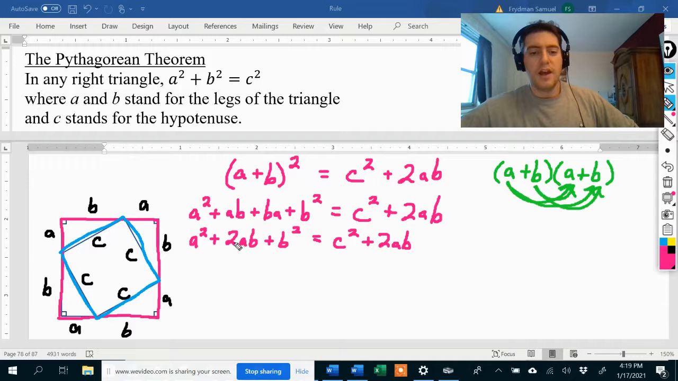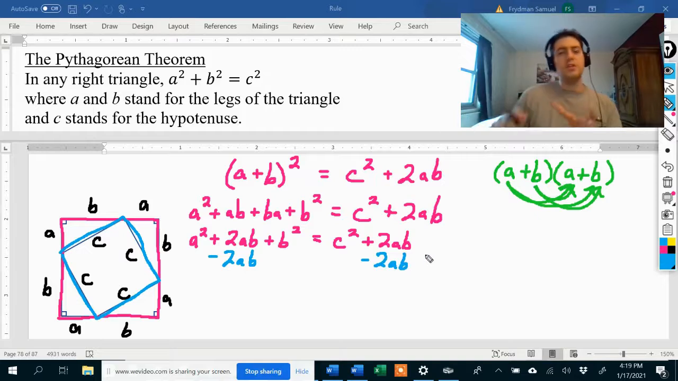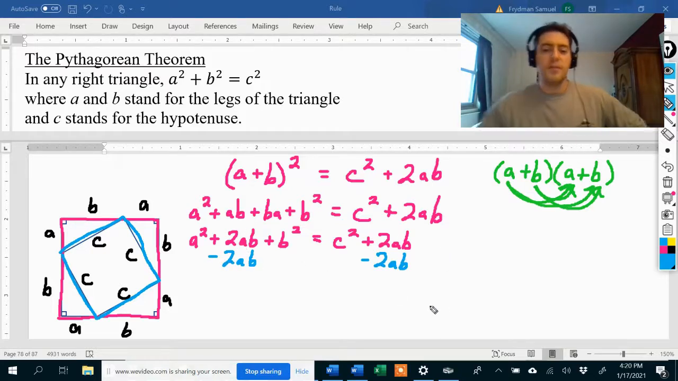So notice that I have a² + 2ab on the left side of this equation, and I have a plus 2ab on the right side of this equation. And what I can do now is subtract 2ab from both sides. Remember, you can do anything that you want to an equation, as long as however you change one side of the equation, you change the other side in exactly the same way. So if I want to subtract 2ab from this side, I would also have to subtract 2ab from this side.